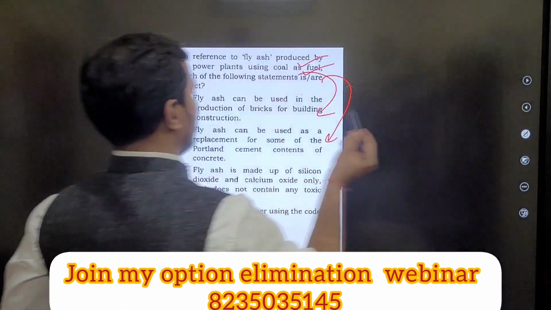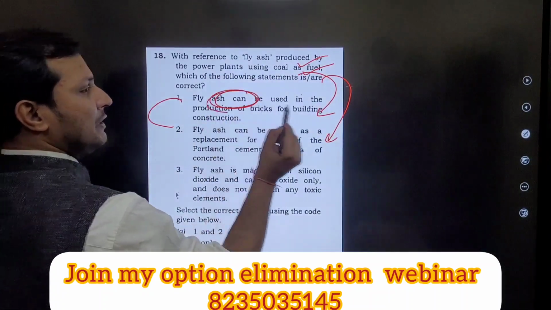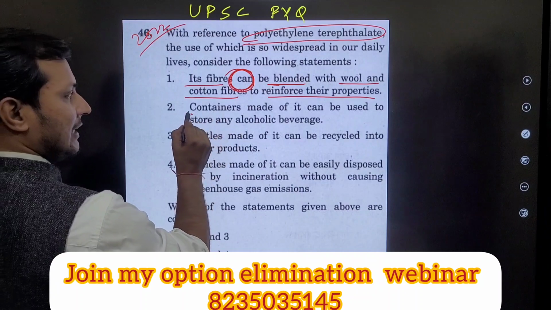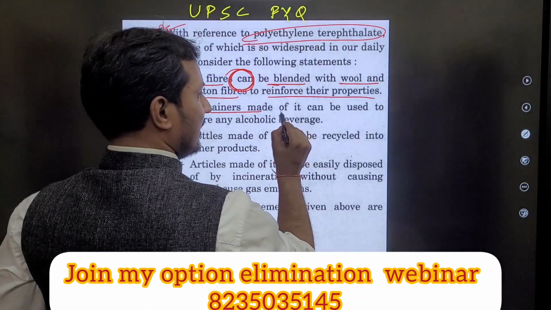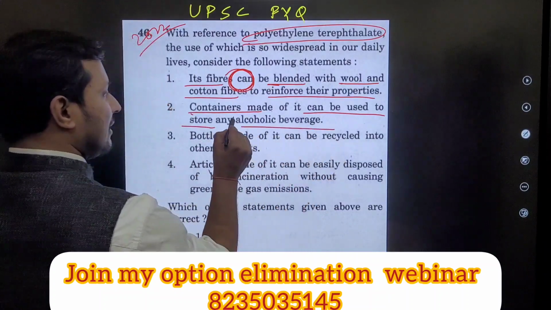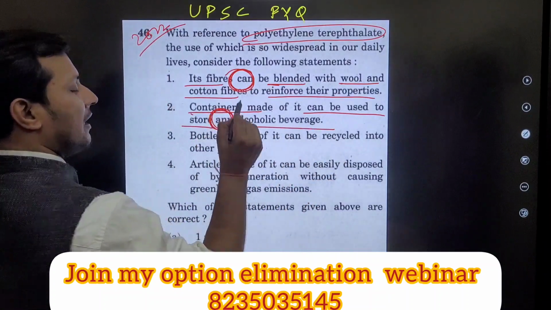You see the same thing here, can. Fly ash can be used. Containers made of it can be used to store any alcoholic beverage. You can see here, any alcoholic beverage.